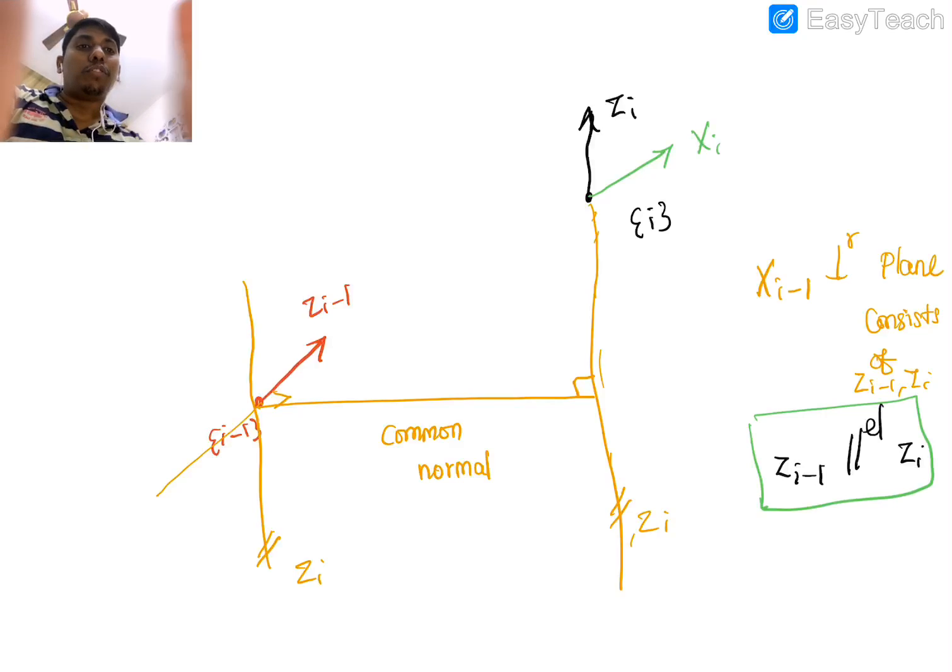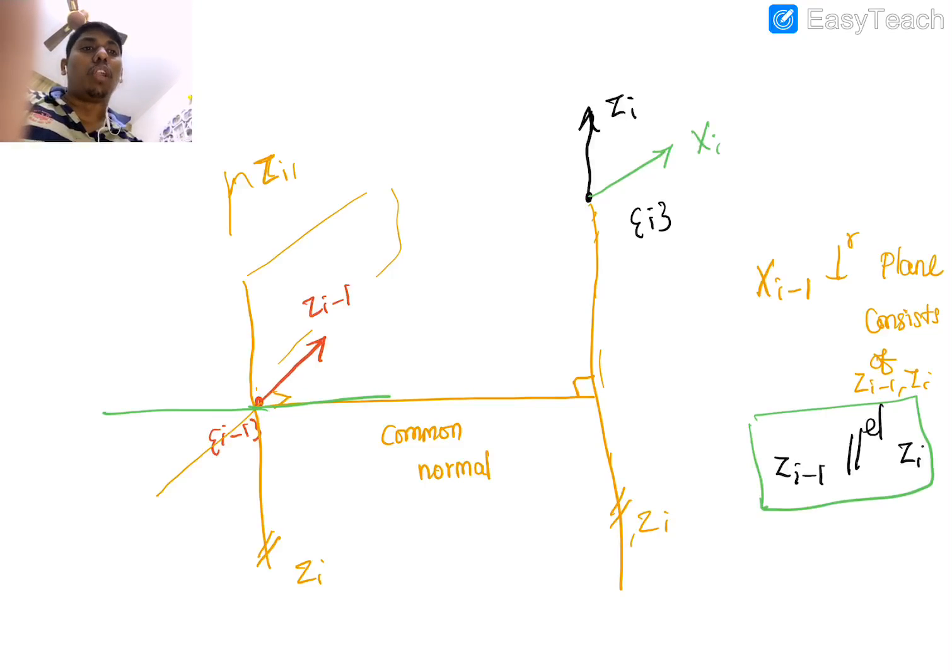Assuming this is the imaginary plane, where this is Zi parallel, this is Zi parallel, and this is Zi minus 1. So this is the plane. You can see that xi can come in or out, and we know this defines the link length. This is the positive direction towards the ith frame, that is the direction of xi. So I defined xi minus 1.